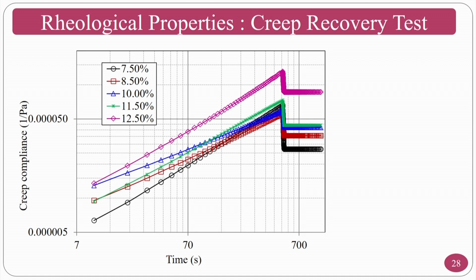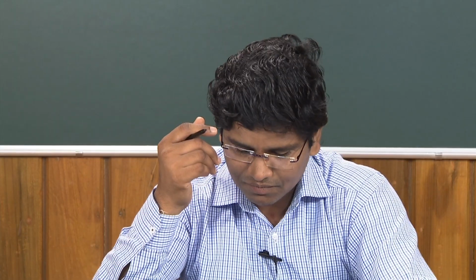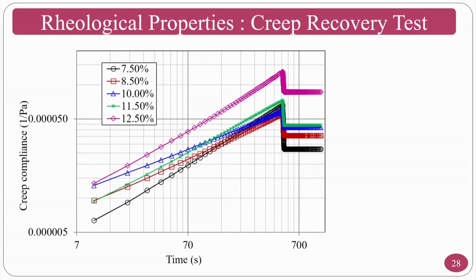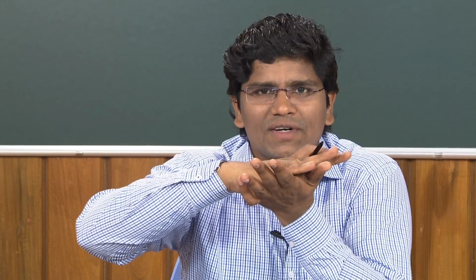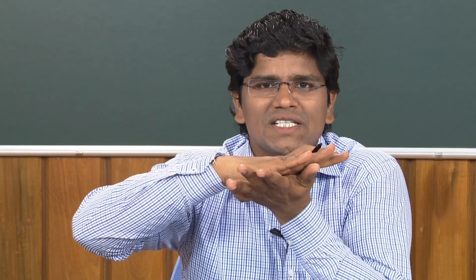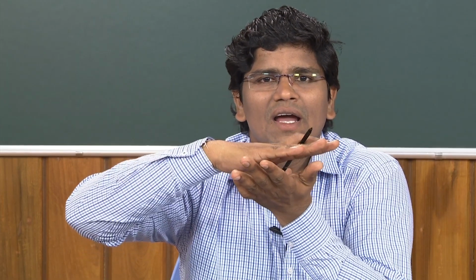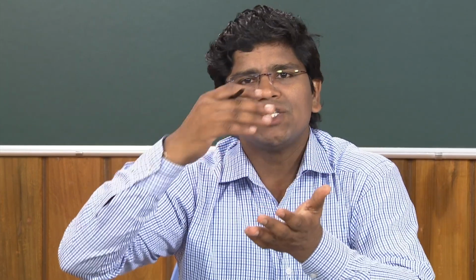Okay. Compliance is nothing but the inverse of your modulus. That means that stress by strain is modulus. If you reverse it, strain by stress is nothing but your compliance. Okay. So, creep means you apply a sudden load, hold for some time and observe the strain. Since the stress, or the load, is constant, the strain will continuously change with respect to time, and you want to observe the strain. Okay. That is what is done in this particular test.